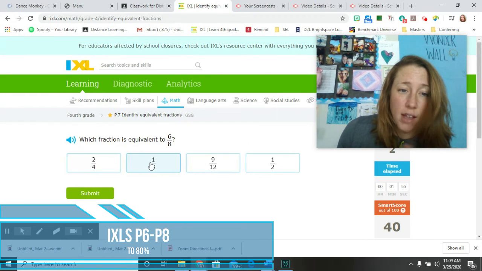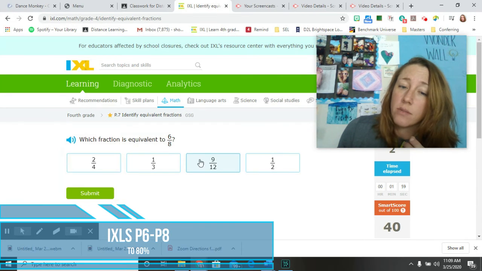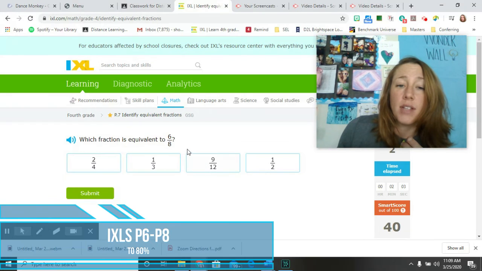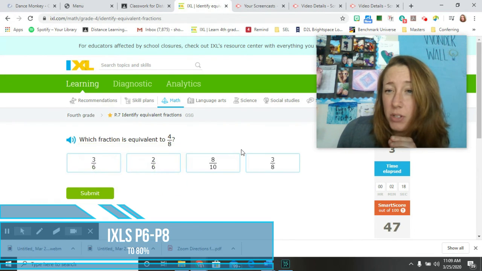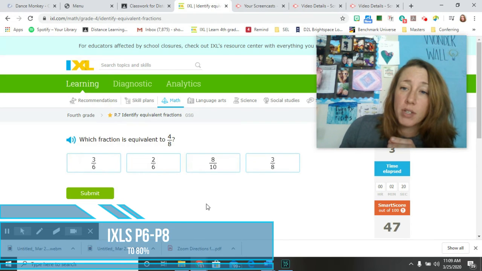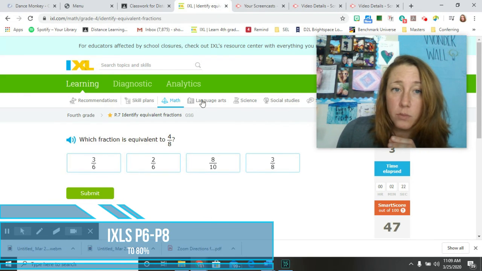That's a half, so that's not 3/4. This is a half, that's not 3/4. 9/12. So if I take 4 times 2, I get to 12. If I take, what did I say, 3/4? If I take 4 times 3, I get to 12. If I take 3 times 3, I get to 9. So that would be the one that makes sense there. It'd be a little bit trickier. If you get stuck, make sure you read the things in the bottom to help you figure it out.